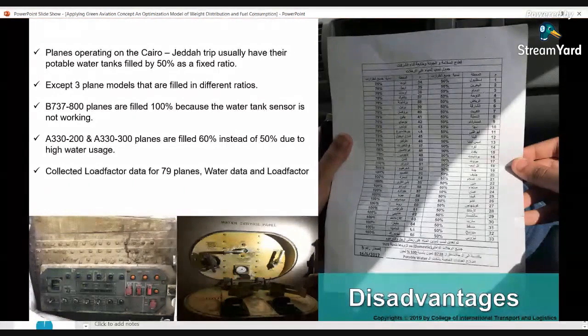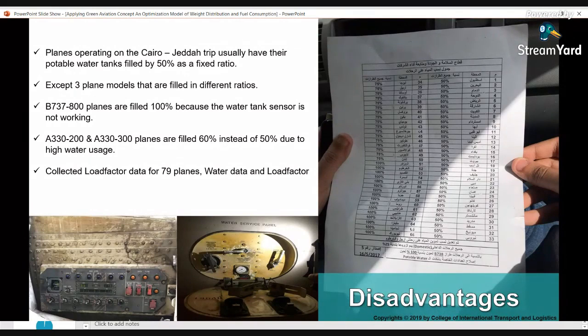Yet the other problem was that for all the Boeing 737-800 planes, the water tank sensor beneath the plane is malfunctioning. So they are filling it to 100% for all the trips from Cairo to Jeddah, which is not right. Also, the 2 large Airbus planes are getting filled to 60% instead of 50%. Why? Because they believe these planes hold a huge number of passengers, so the consumption might be high, so they need extra water to make sure that water does not run out and customers stay delighted. So this is not actually right either.